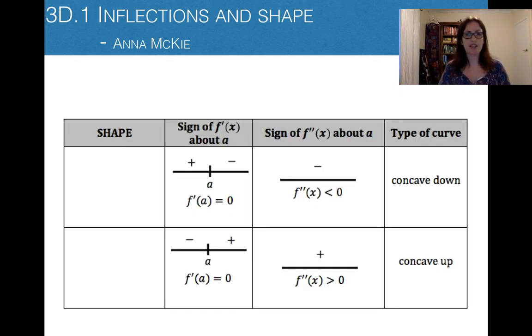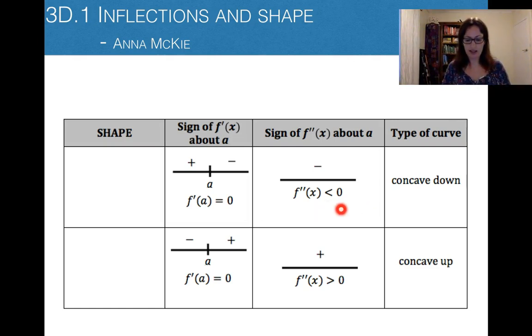These charts might be handy too. My class, you'll get a copy of this. We're going to draw in the shape that matches these. So if the sign for our first derivative goes from positive to negative, that means we are increasing in our slope and then decreasing. So this is a maximum looking shape.